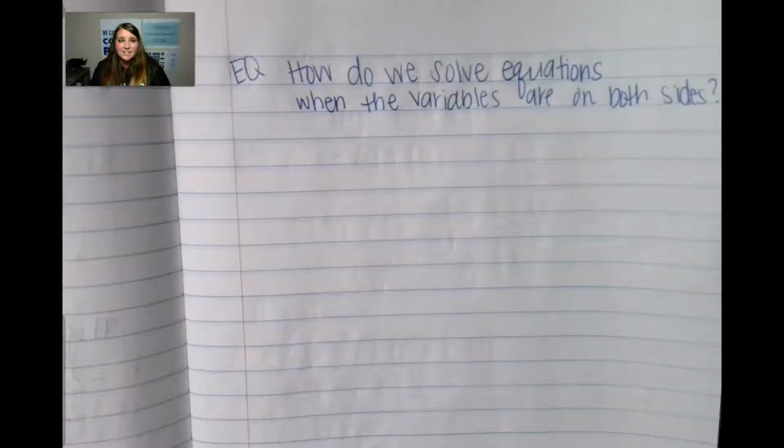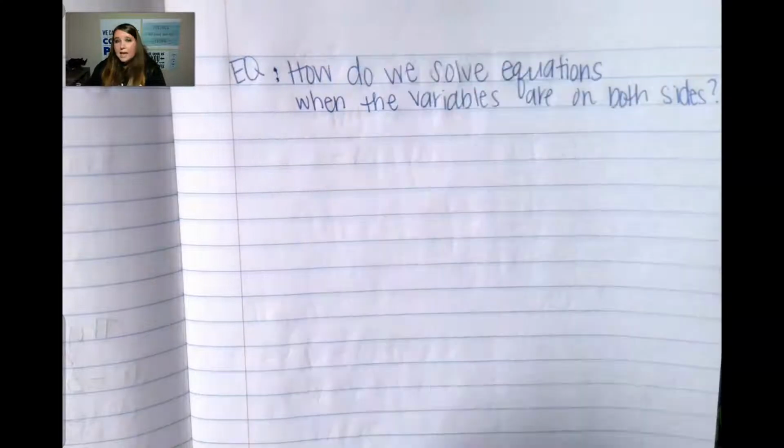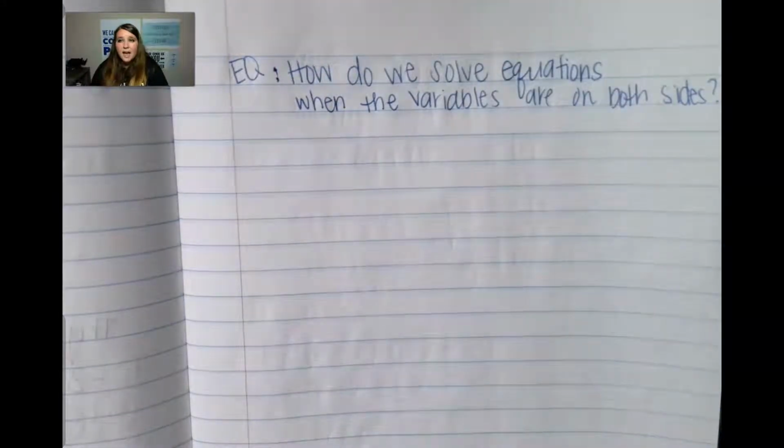Elementarays. All right. In our last lessons, we have been learning how to isolate variables and knowing that there's several steps that we have to take in order to isolate the variable all by itself. Well, today we are going to be building upon those lessons, and we are going to be looking at how do we solve equations when the variables are on both sides.